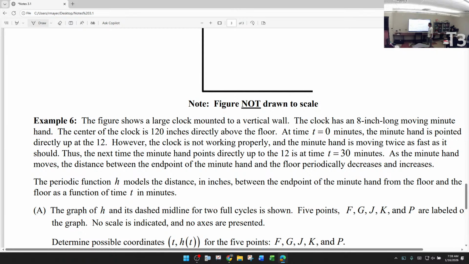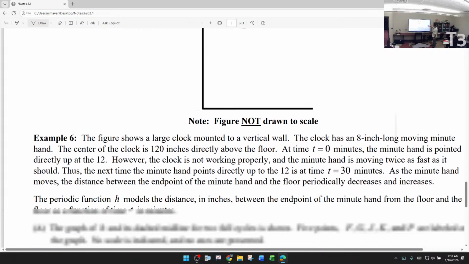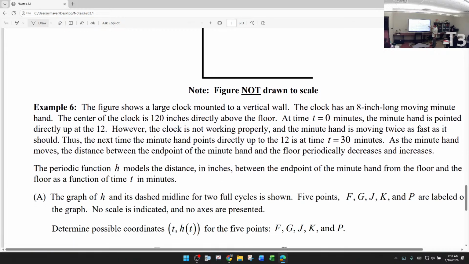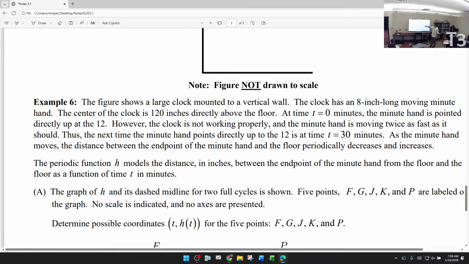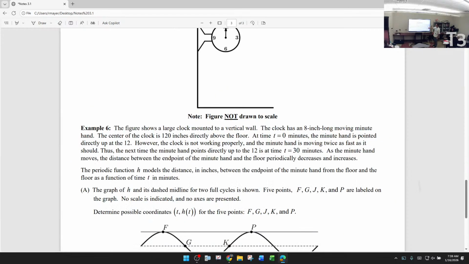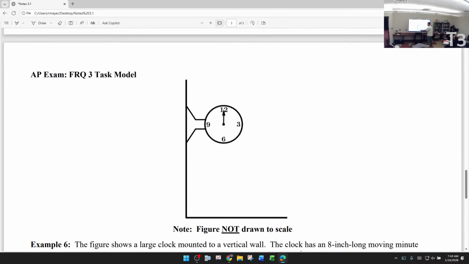The figure shows a large clock mounted to a vertical wall. It's not drawn to scale. The clock has an 8-inch long moving minute hand. So that's 8 inches. There's a minute hand, and I guess there's an hour hand. The center of the clock is 120 inches directly above the floor.